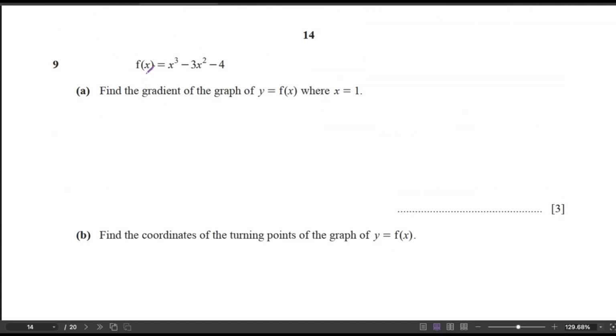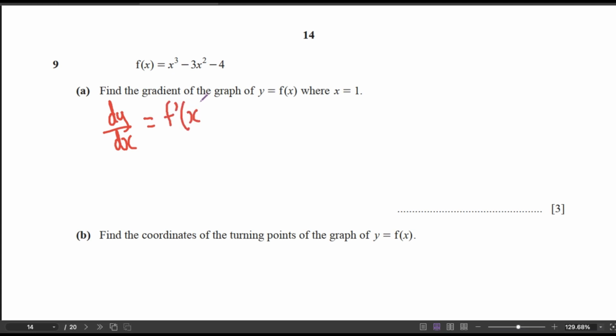Alright, so let's do a worked example and it'll make more sense. We have the question: f of x is equal to x cubed minus 3x squared minus 4. Find the gradient of the graph of y is equal to f of x, where x is equal to 1. Well, we know how to find the gradient, right? The gradient function is just dy by dx, which is also the same as f prime of x.